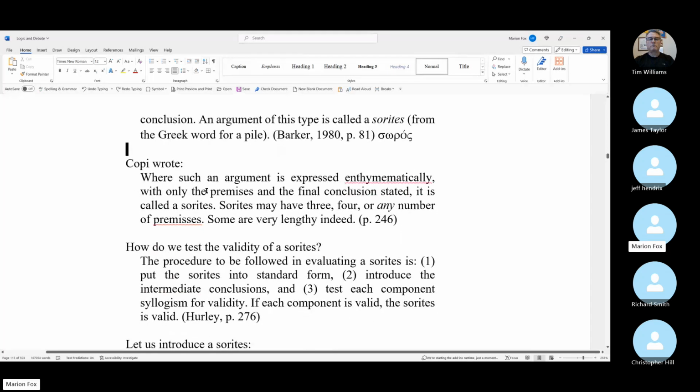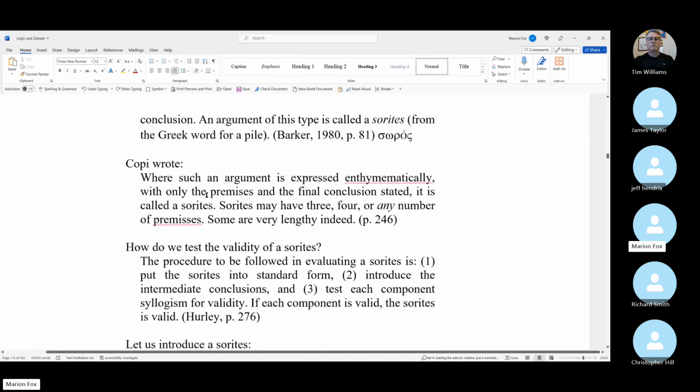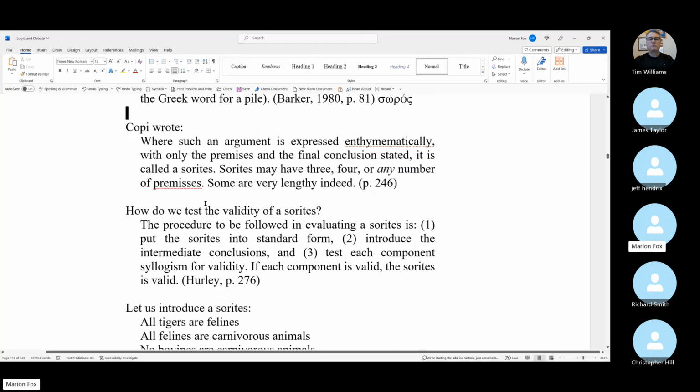Copi says of this, such an argument is expressed enthymemically. In other words, these arguments are enthymemes. They don't have the full argument in there. It's called a Sorites. Sorites may have 3, 4, any number of premises. Now, if you notice, premises is spelled differently. The British spell it differently than we do in the United States. So it's not a misprint, so keep that in mind, okay? Sorry about that. Some can be very lengthy.